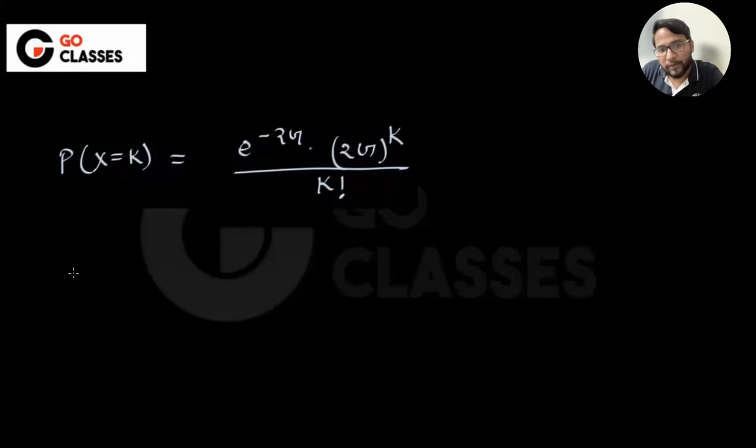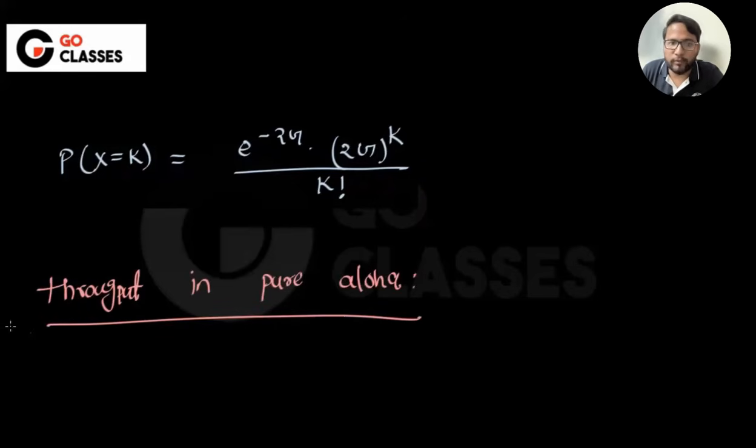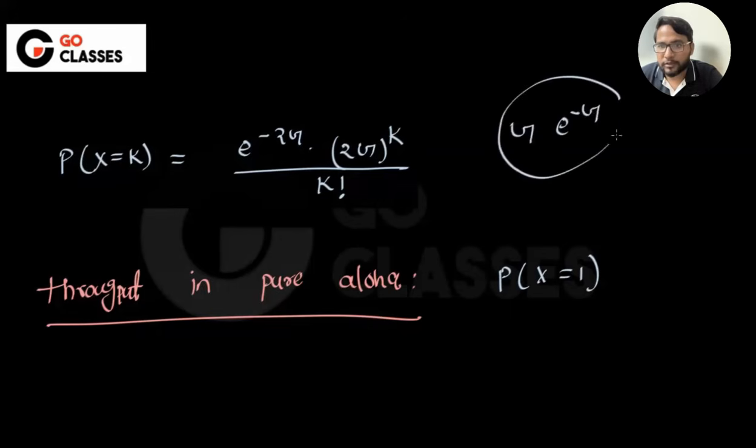Now you tell me, what is the throughput in pure Aloha? Just remember that in pure Aloha, whenever we use G in slotted Aloha, we use 2G here. So what is the throughput? Throughput means the probability of X being 1. Do you remember the throughput in slotted Aloha? It was G into e power minus G, right? This is the throughput in slotted Aloha. Do you remember this?